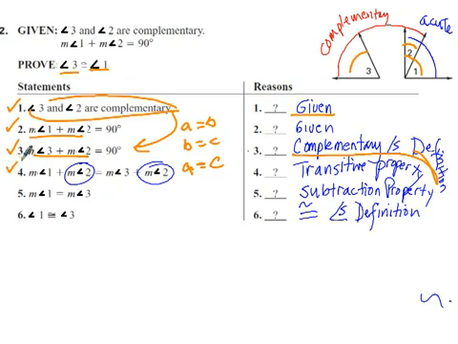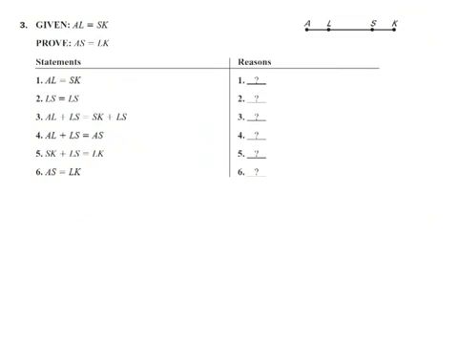And then we can go ahead and subtract the measure of angle 2 from both sides, which leaves us with, we're subtracting, gets rid of angle 2 from both of them. And that's the subtraction property of equality. And that leaves us with angle 1 is congruent to angle 3 because their measures are the same. Definition of congruent angles. That was a fairly straightforward proof. Going to the last problem.